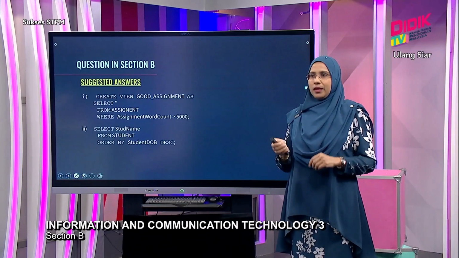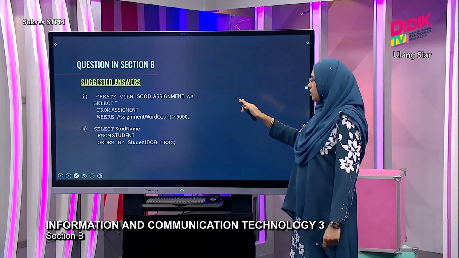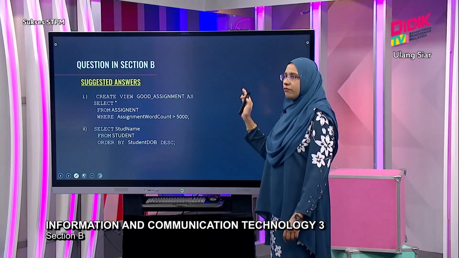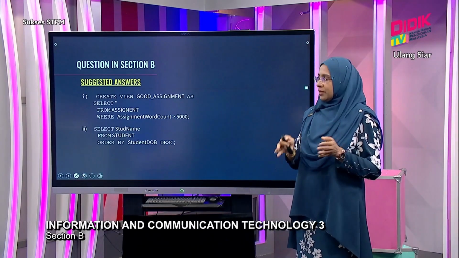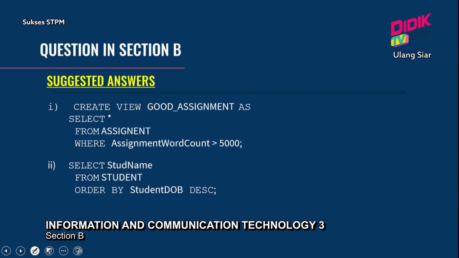The first one. Here I use a different font to show that that is the command. Create view is a reserved word, followed by good assignment, which is the name given in the question, and then AS is a reserved word. Next line, it's okay if you write it here, but it is neat if you write it on the next line. Select, star stands for all, select all, because in the question they did not state which attribute to list. So we understood that it is select all. From assignment where, so this is the condition, assignment word count more than 500, and with a semicolon. That's it. 7 marks for this. A lot. Looks simple, but a lot.